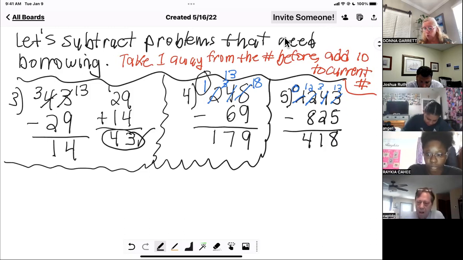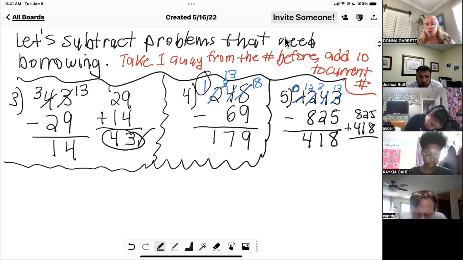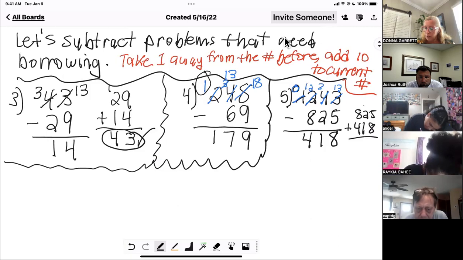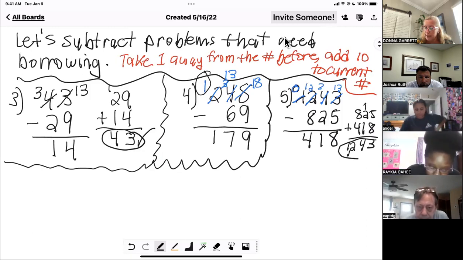I neglected to check number 4. We're going to check number 5. So I'm going to take 825 and I'm going to add 418 and hopefully I get 1,243. So 8 plus 5 is 13. 2 plus 1 plus 1, 2, 3, 4. And 8 plus 4 is 12. And I got exactly what I started with.